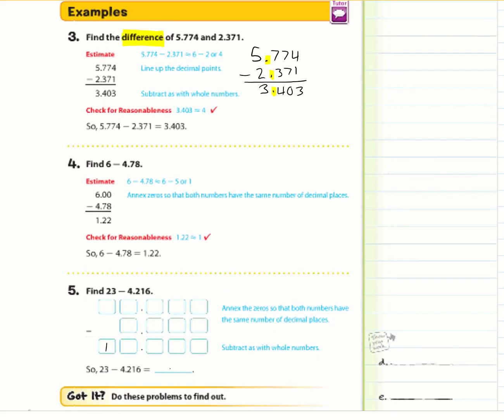Example 4, we have 6 minus 4 and 78 hundredths. So remember at the beginning when we talked about the placeholders with the zeros? That's actually what we're going to do now. So we have to line up our decimals and line up our place values. If we add any zeros after a decimal, our number is going to remain the same. So this is still 6, equivalent to the whole number of 6.